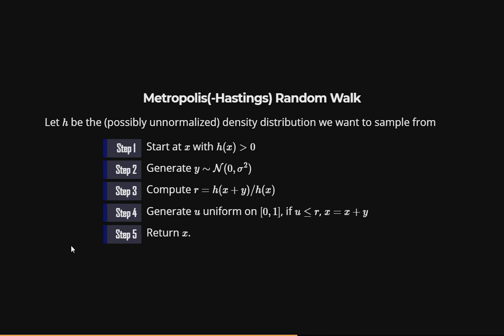Now, miraculously, it works. This gives you a Markov chain, a random process that is positive recurrent, and converges to the probability distribution given by h as a probability density function.